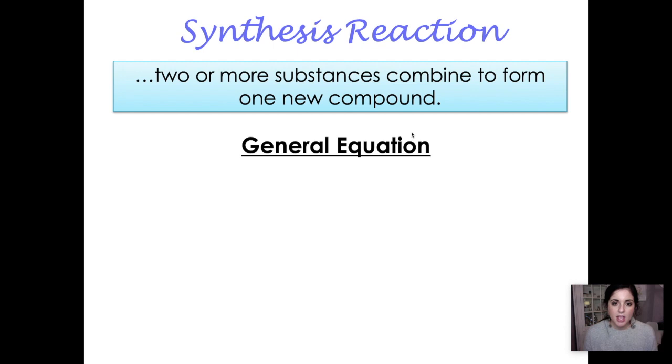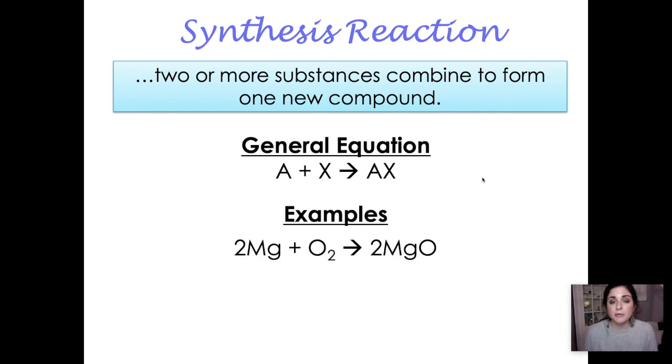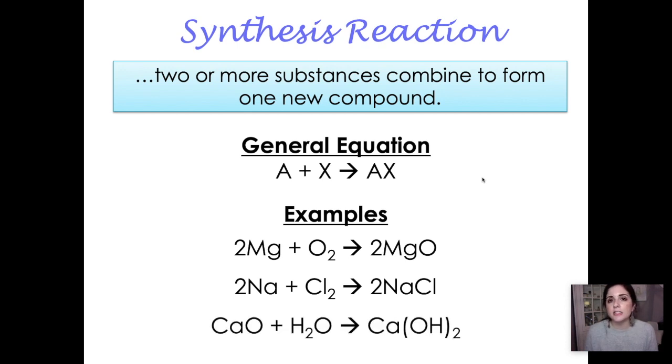For example, if I have the elements A plus X, you're yielding AX as a new final product. So you have 2 reactants forming one final product. Some examples: we have magnesium reacting with oxygen to produce magnesium oxide. 2 more simple elements become something more complex. Here's another example with sodium and chlorine. And here's another example of calcium oxide and water. There are 2 examples in which you would have 2 smaller compounds come together to produce a more complex compound.